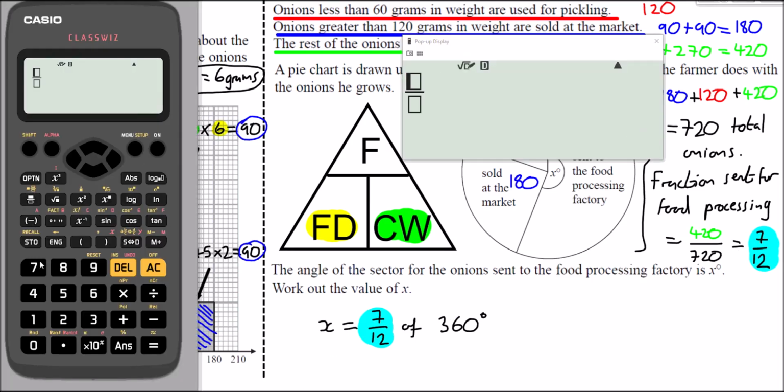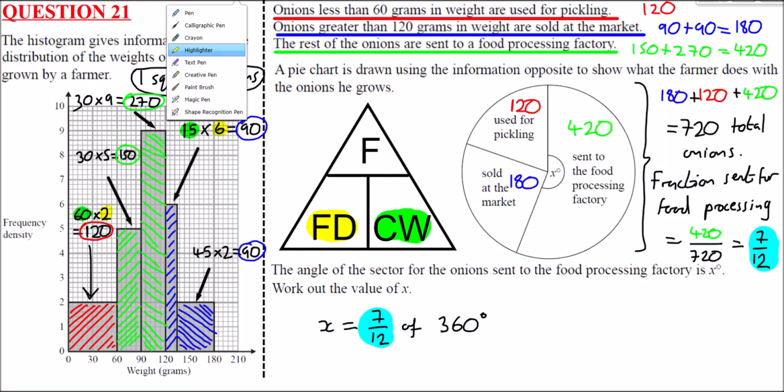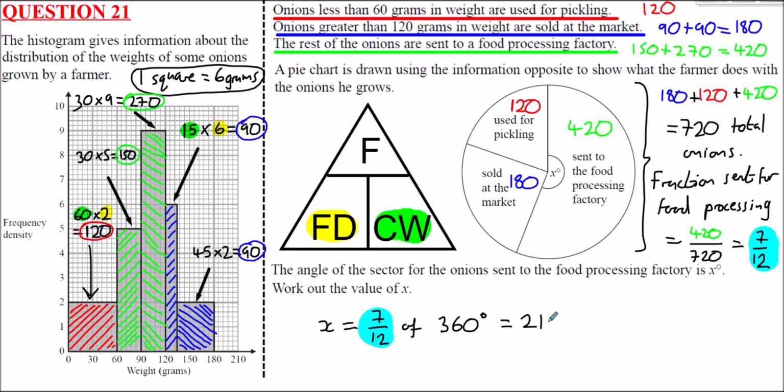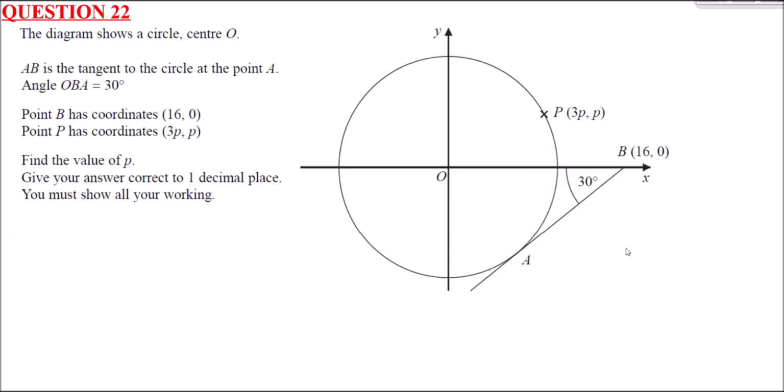So 7/12 of 360, that comes out to give us 210 degrees. So we found x, hence we've solved the question. So we're nearly at the end of the paper now, just 2 more to go. Question 22.